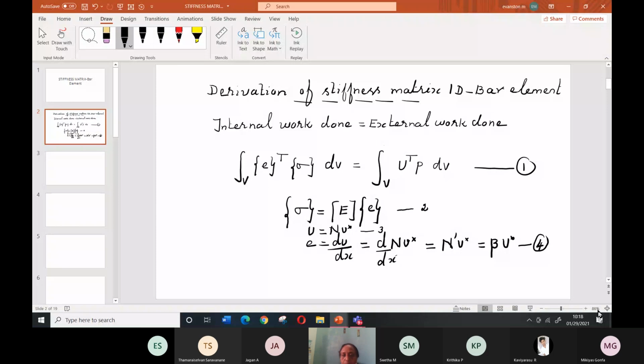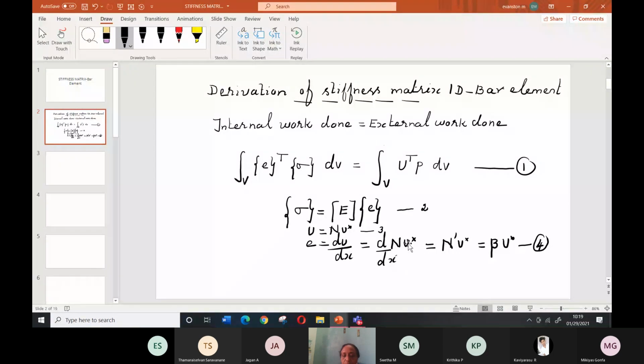So what you have to remember is the expression for the internal work done is equal to external work done. Then stress also already I know. Stress is equal to sigma, what is the Young's modulus into E, that you have studied already. And u is, just now I have told, u is equal to N1 Y1 plus N2 Y2 plus N3 Y3 like that. So I am writing as u star, and strain is equal to du by dx, is equal to this u I am putting it here.